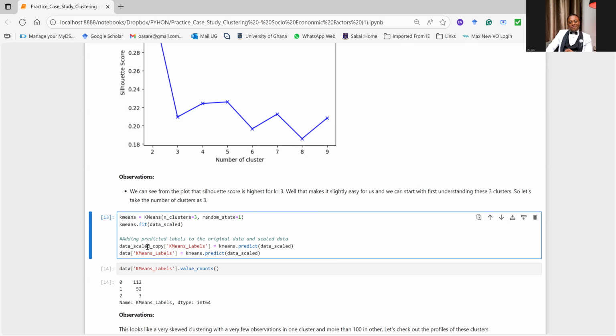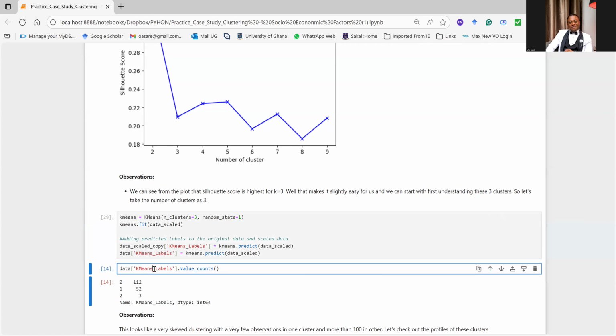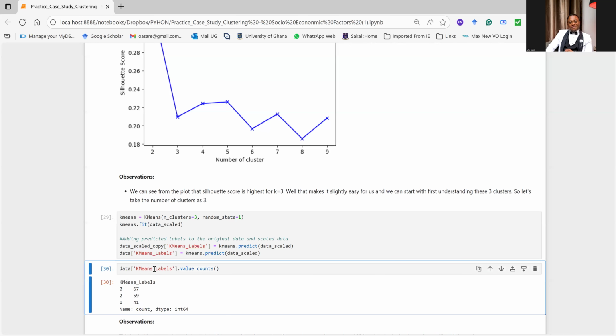Remember that we created a copy of the data scale. So we use that for the labels. And then we'll run the k-means on the predicted scales. And when you do that, and then you can now go and show your results, you get something like this.